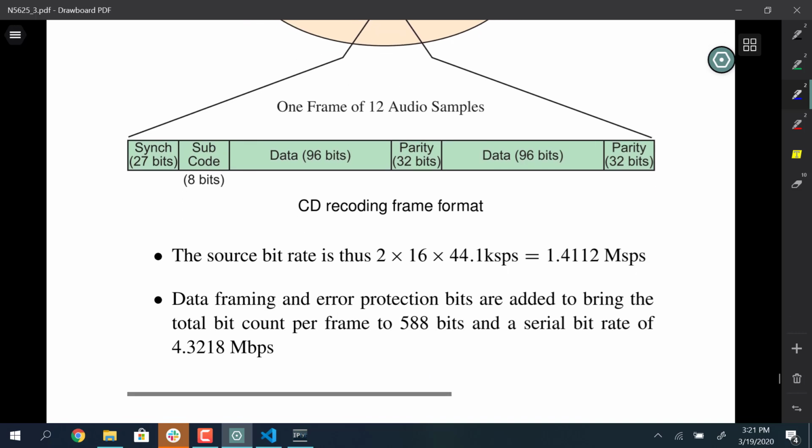So breaking it apart, the source bit rate, there's 2 channels, 16 bits per sample, 44.1 kilosamples per second. That makes the raw stream rate of just the left and right channels 1.4112 megabits per second. With the data framing and error protection bits, that brings the total bit count per frame to 588 and a serial bit rate of 4.32 megabits per second.